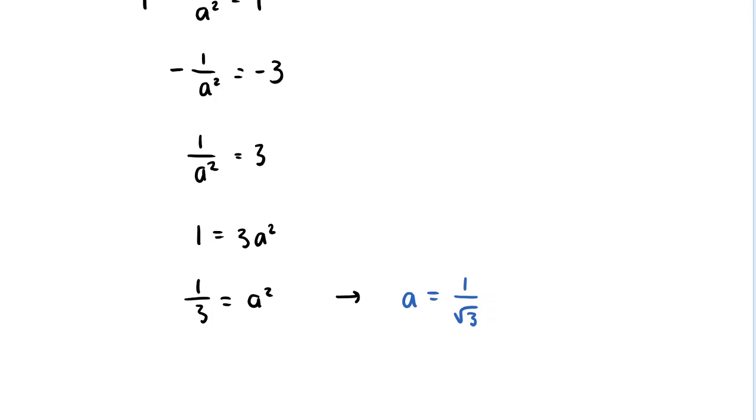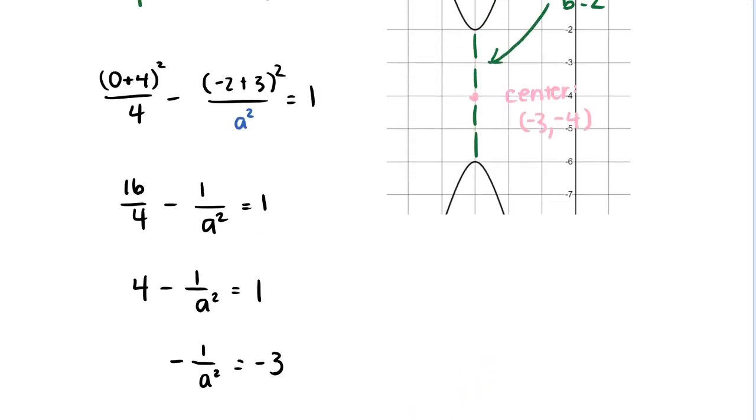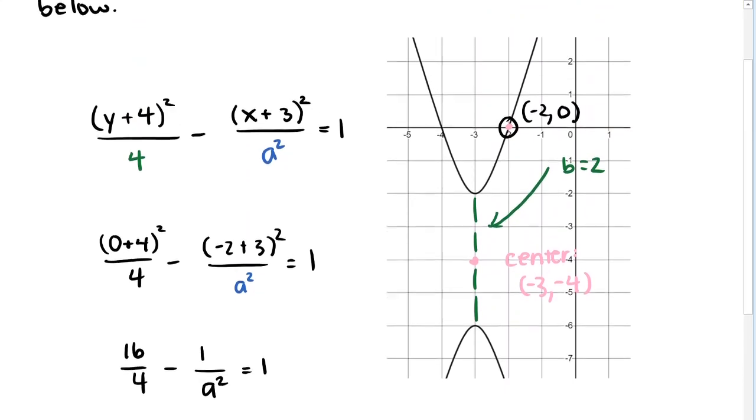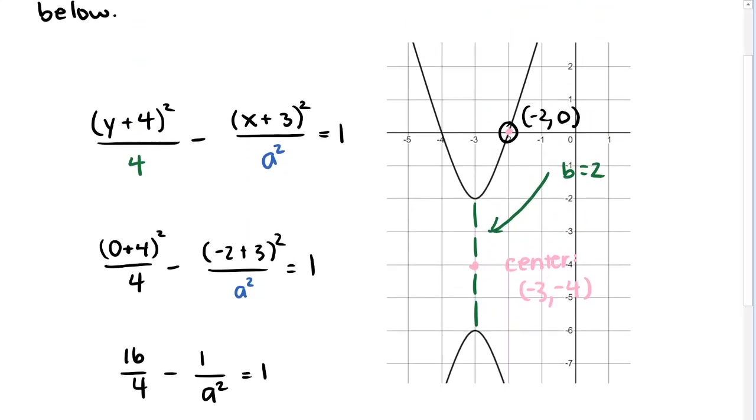And so here if we go back to our equation, a is 1 over the square root of 3, and so a squared is just 1 over 3. And so this is the equation of our hyperbola.